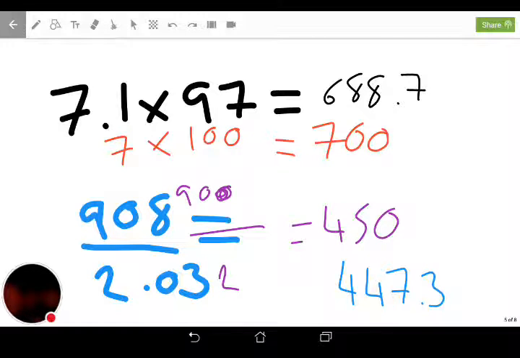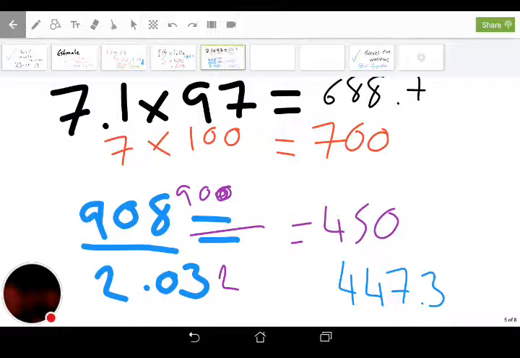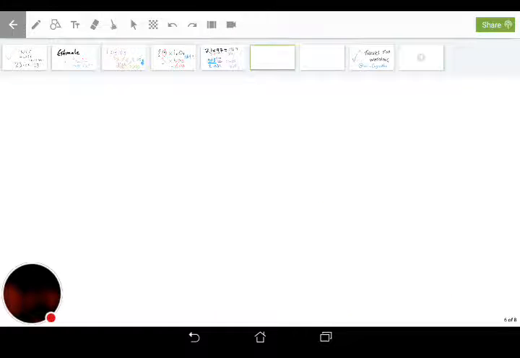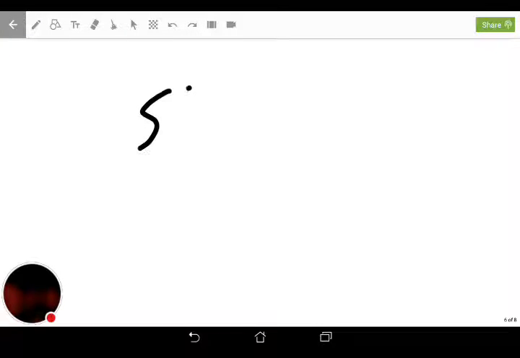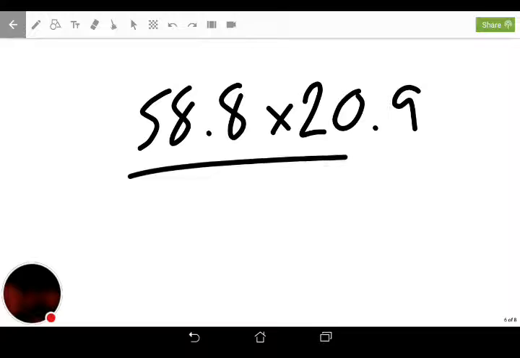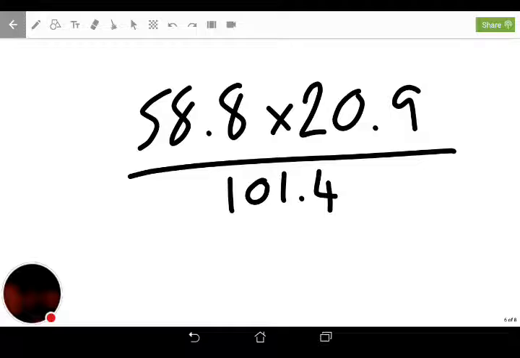So again, it's very, very similar, and this is how we can see estimation can be used in more practical, more real life contexts. So here we'll look at a slightly more difficult one. In this case we're going to look at 58.8 times 20.9 divided by 101.4. Again, we're not expected to be able to do the actual answer. What we are expected to do is estimate, and to estimate we round early. I'll give you 1 minute so you can try this, and then we'll go through how to do it on the board together.